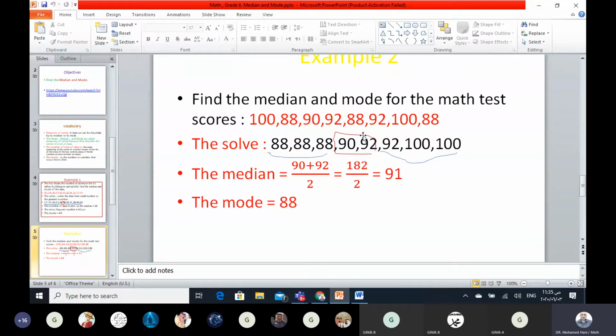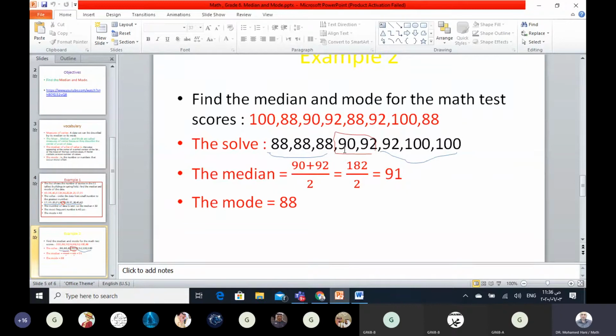How do we know the two numbers in the middle? When you take the two numbers in the middle, you will find the data divided into two equal sets. The first set equals 3 numbers, and here on the left also 3 numbers. So these are the two numbers in the middle. Then take the two numbers and find the mean for them.